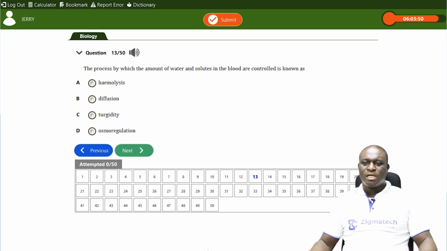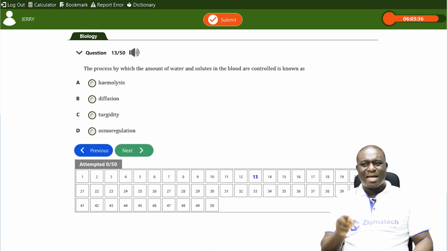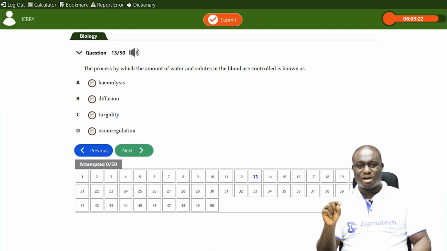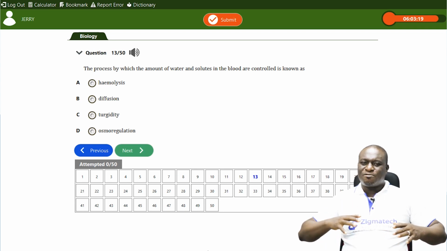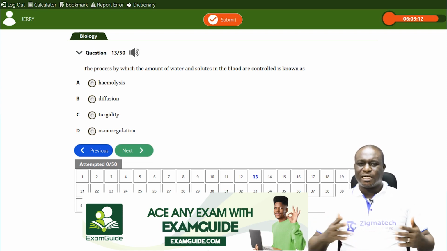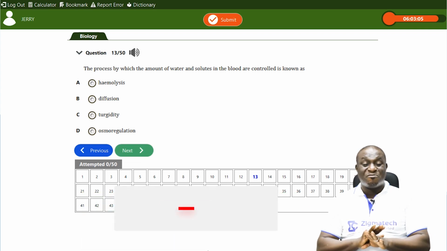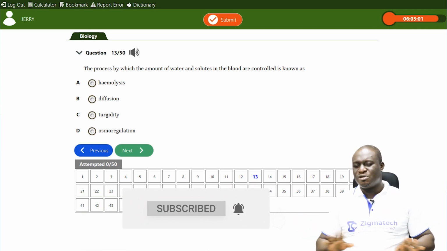Next is question 13. Now, the process by which the amount of water and solutes in the blood are controlled is known as what? That is the regulation of the amount of water and solute or salt in the blood, what is that process called? Now, this part of the topic in biology is referred to as regulation of the internal environment. There are several imbalances based on the kind of foods we eat and also the kind of exercise we involve ourselves in. If the body does not maintain a fairly constant internal environment, there's going to be a very big problem to the body.